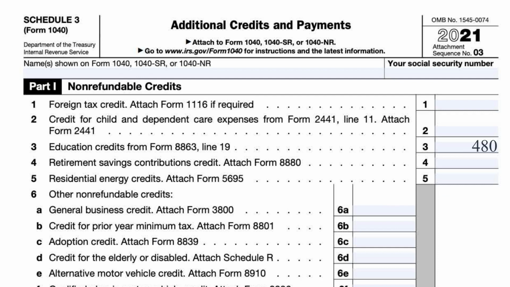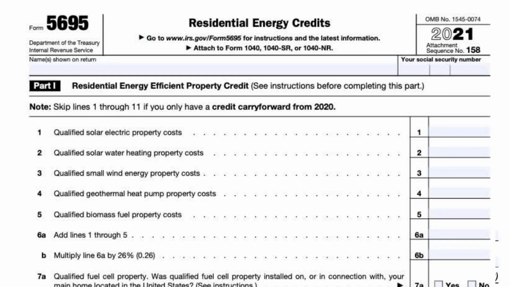For line 5, a common reason to need to fill out line 5 would be if a taxpayer installed solar panels.